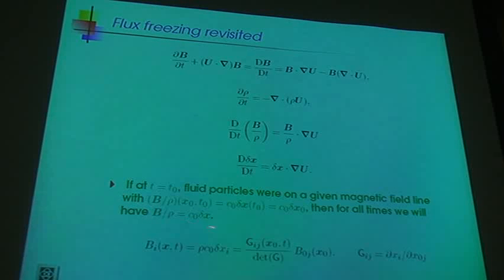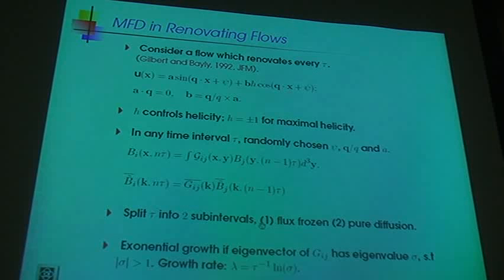So you can use this to write B at a time t to B at time t naught by just the Jacobian of the transformation between x and x naught. This is the initial position, this is the final position. So given this velocity field, if I can integrate the trajectories corresponding to this velocity field and just take the Jacobian of the transformation, I will know exactly how the field behaves from (n minus 1) tau to n tau during the flux closure evolution.